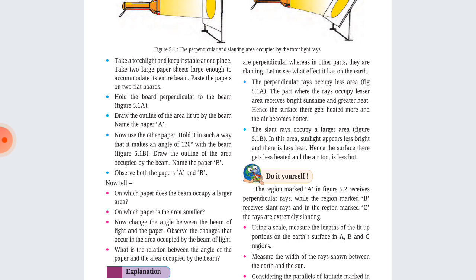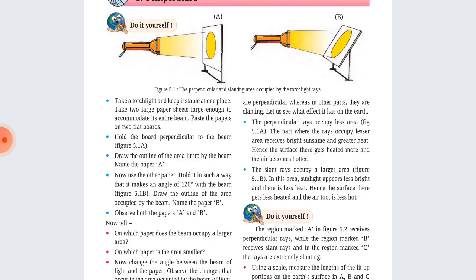The slant rays occupy a larger area, figure 5.1b. In the area, sunlight appears less bright and there is less heat. Hence the surface there gets less heated and the air too is less hot.